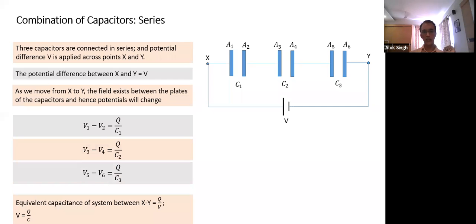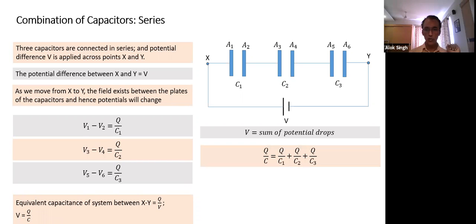What is the sum of these 3? If I have an equivalent capacitance, V is equal to Q by C. If I replace the whole thing with one equivalent capacitance, that also should draw the same charge Q for a given potential. C is that equivalent capacitance. So V is equal to Q by C for the equivalent capacitance of the system. We equate V to the sum of potential drops. So Q by C is equal to Q by C1 plus Q by C2 plus Q by C3, or we get 1 by C is equal to 1 by C1 plus 1 by C2 plus 1 by C3.